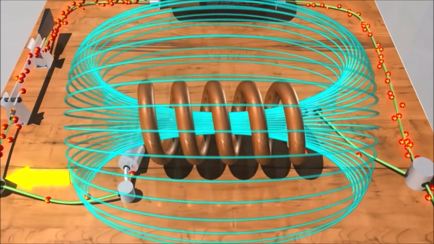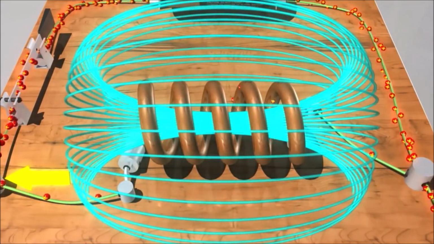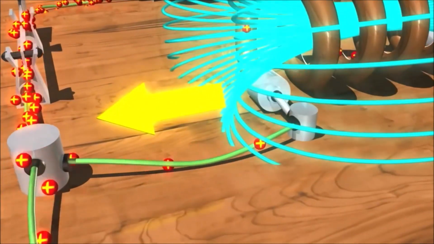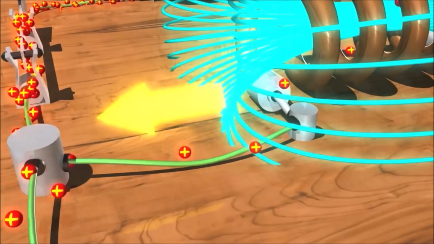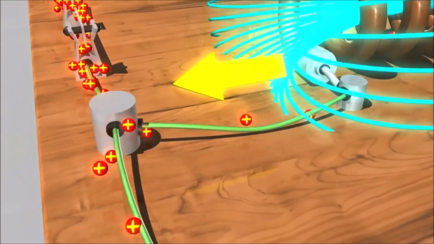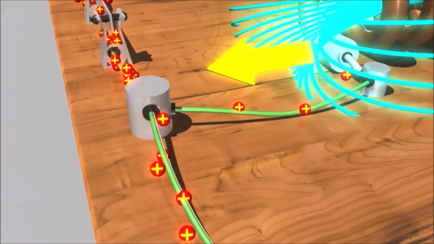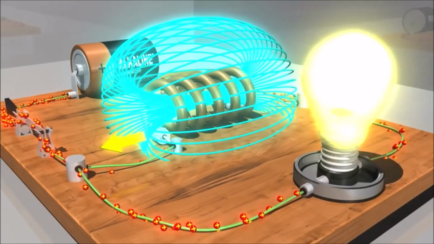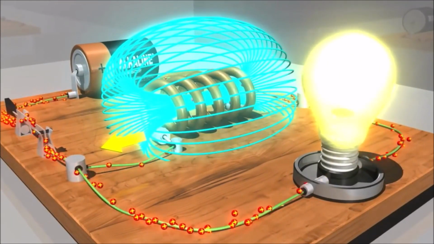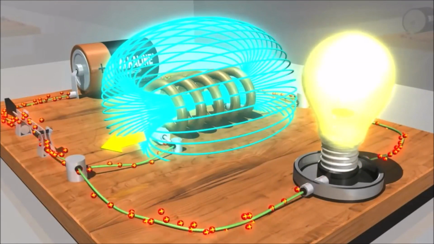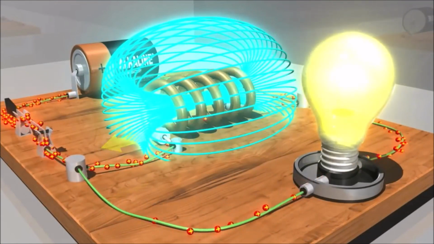So the inductor here is creating a back EMF represented by this yellow arrow. Back EMF always opposes the change that created it. So in this instance, the back EMF is opposing the change created by turning on the circuit. It opposes the current. The result, as you can see, is that the back EMF effectively diverts the current away from the inductor and toward the light bulb. This causes the bulb to light up, but only briefly.